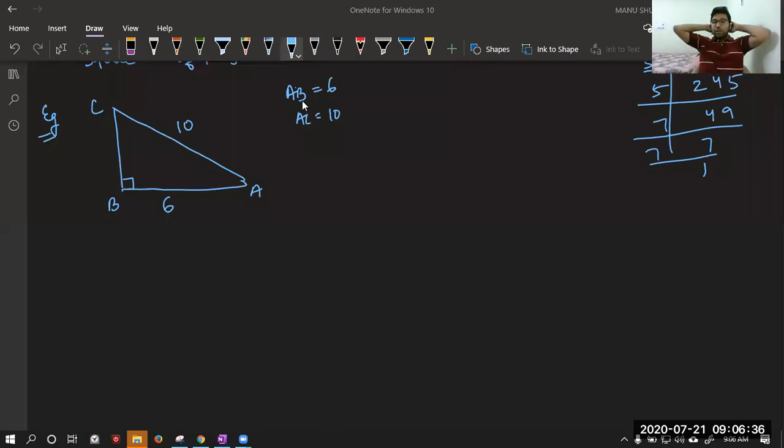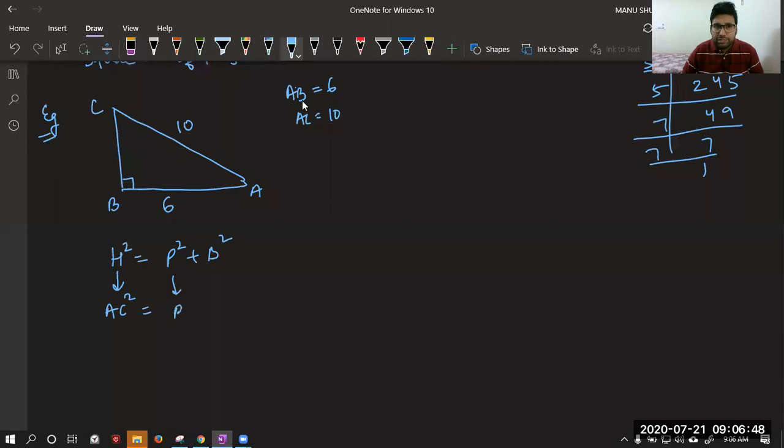In which equation will the square root come? We all know h square is equal to p square plus base square. In our case, h is AC square, p is BC square, and base is BA square. All of you, do you agree with me on this? AC is the hypotenuse.